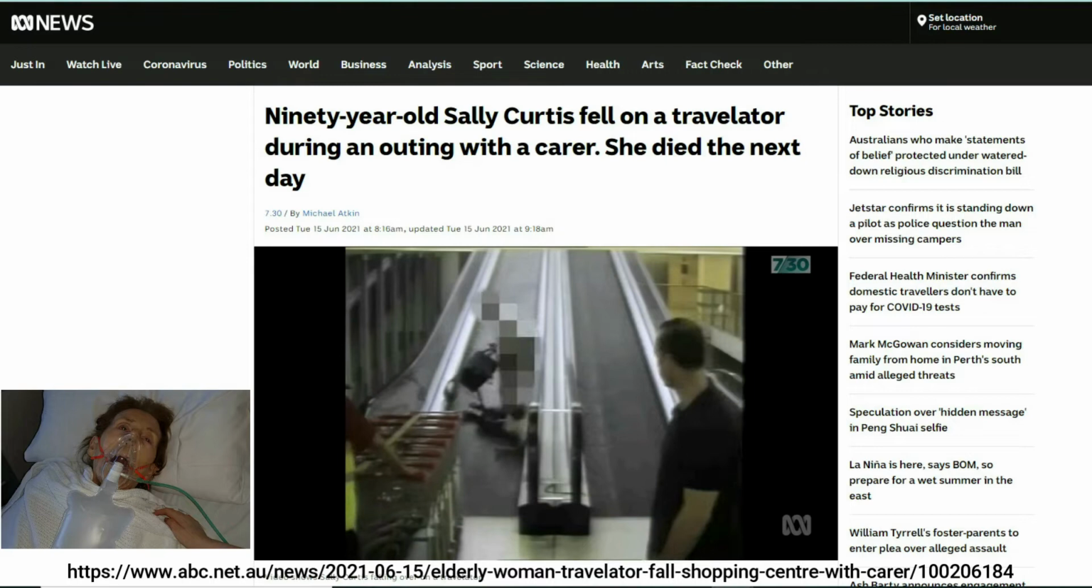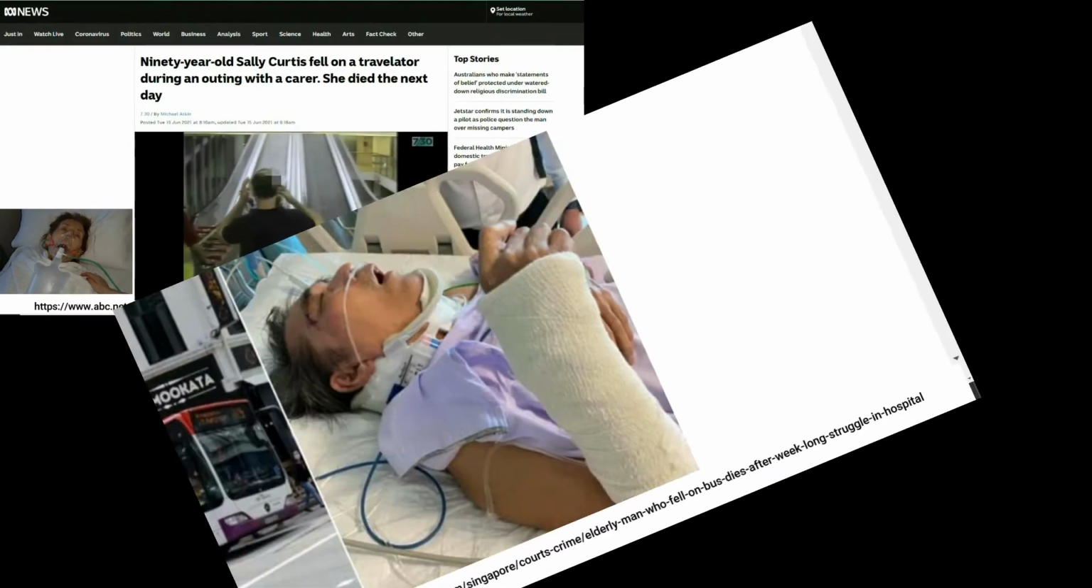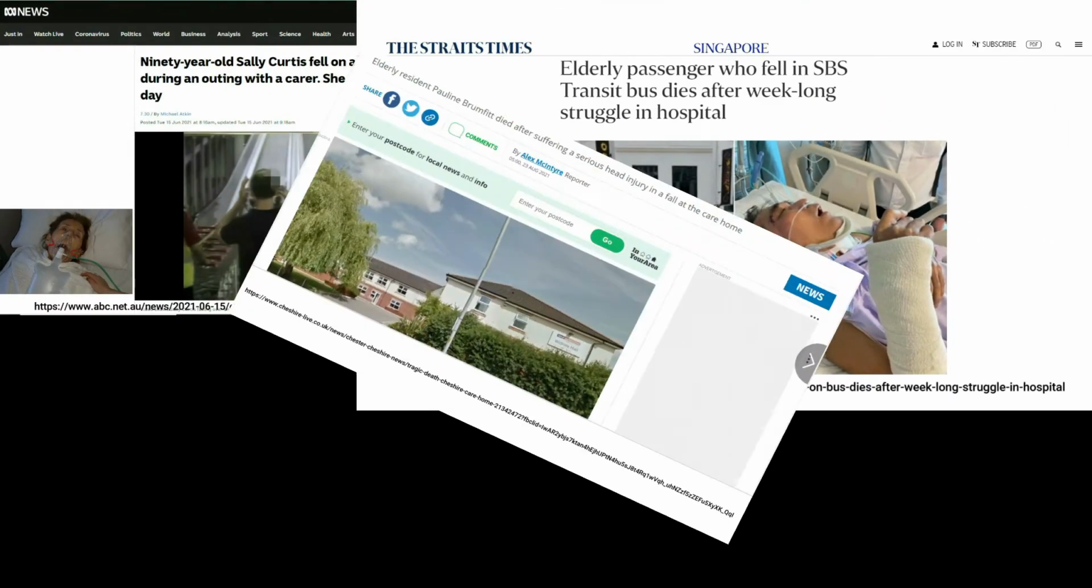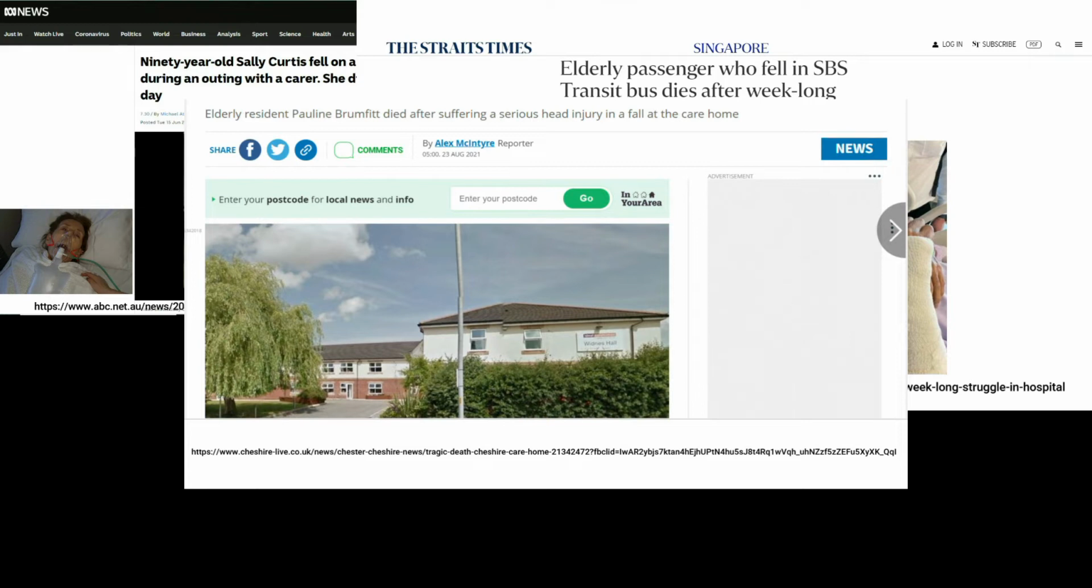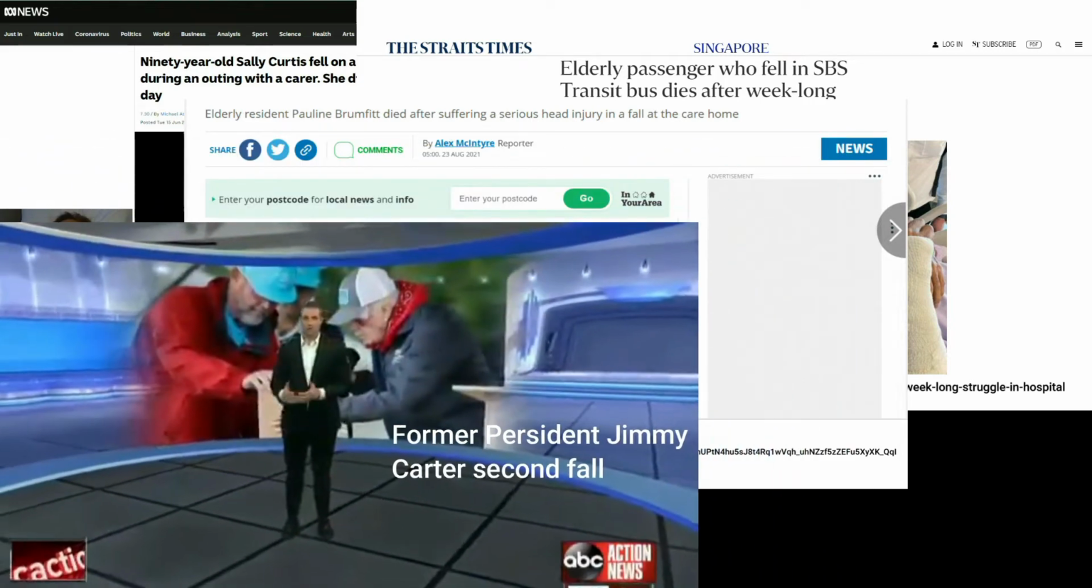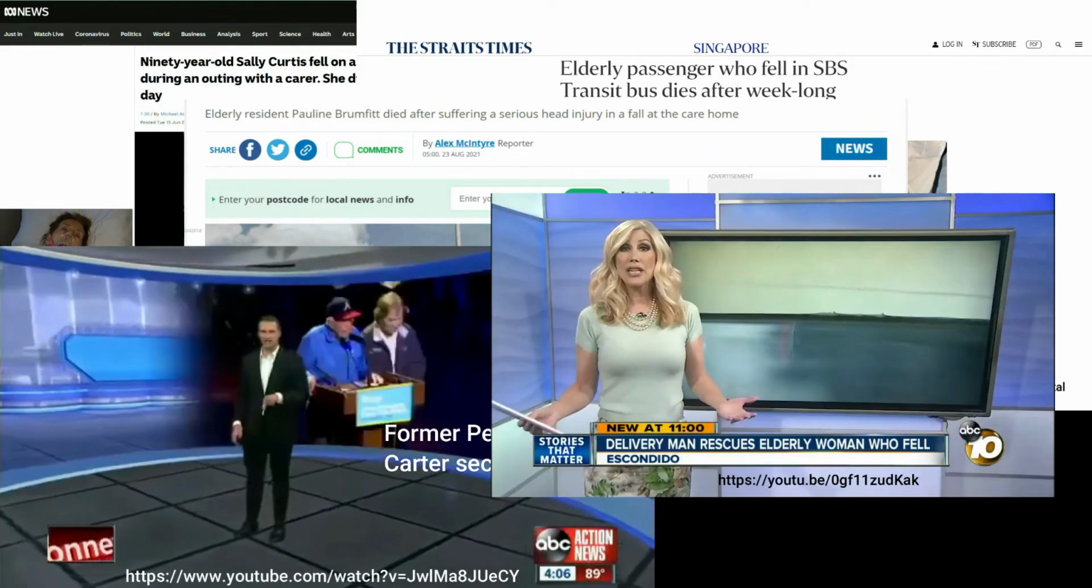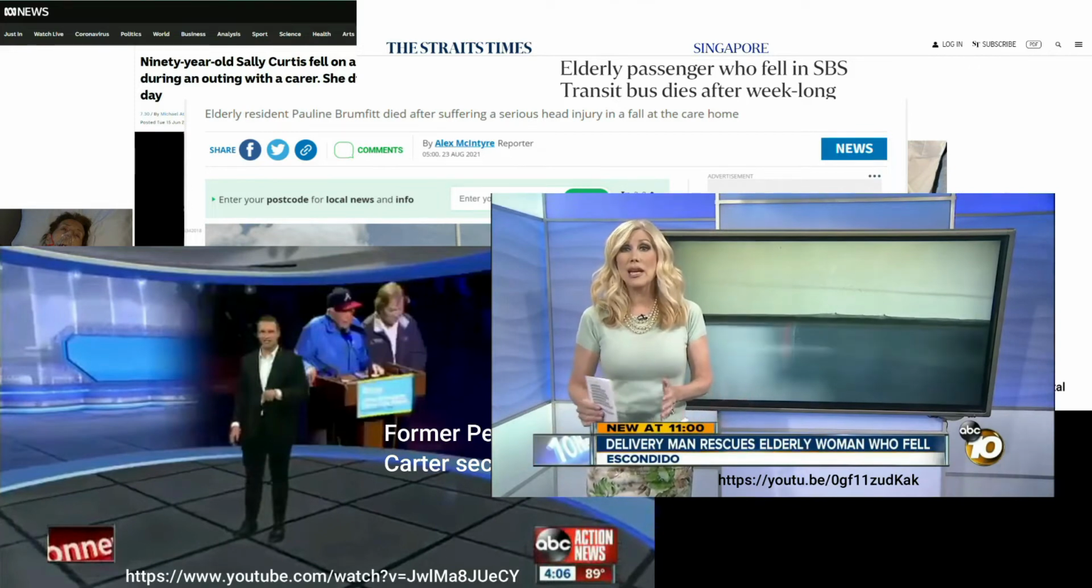From the ABC Net, 90-year-old Sally Curtis fell From on a Strait travel- Times, elderly .co.uk, elderly resident police. Former President Jimmy Carter is home again. Routine water delivery likely saved an elderly woman's life.